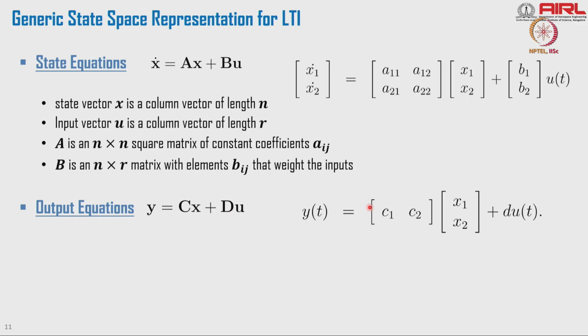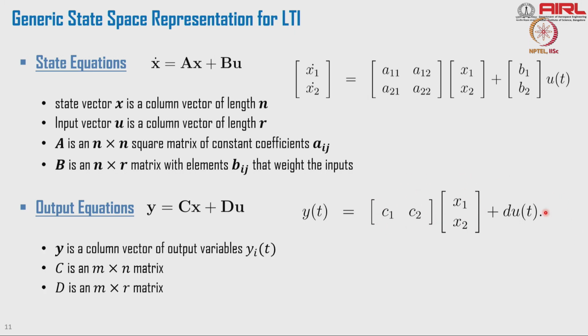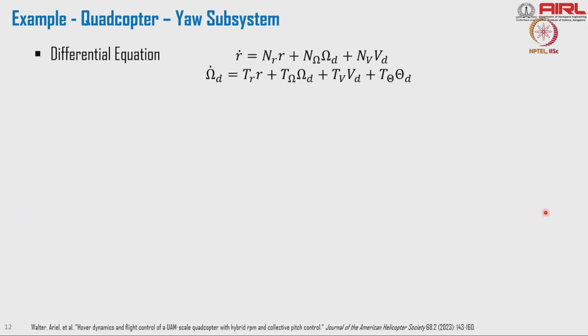The output equation is y equal to Cx plus Du. Suppose I am talking about altitude or yaw rate as a response, I am talking about C1, C2 times x1, x2, and Du. Y is a column vector and C is a matrix, again m cross n. D is an m cross r matrix.